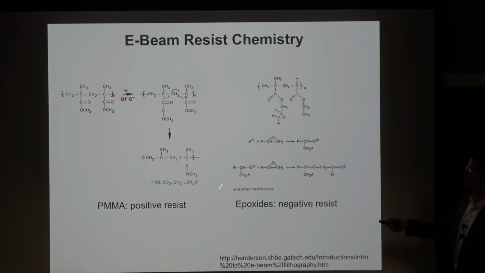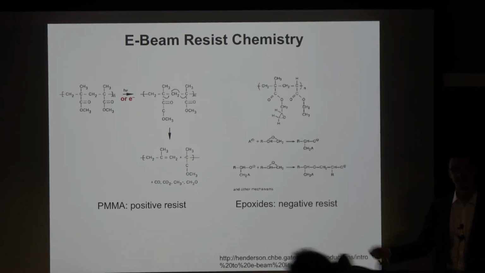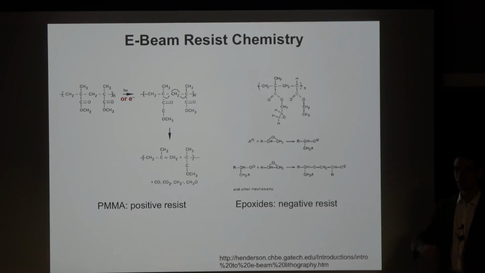This is a positive resist chemistry, which means that as you shine light or electron beams, you render the regions of the film that are exposed to be soluble.